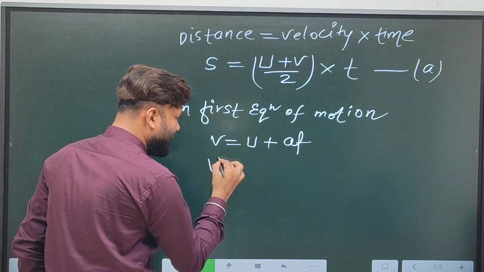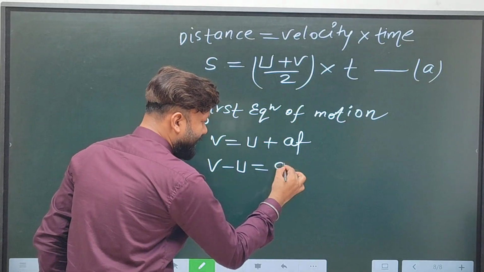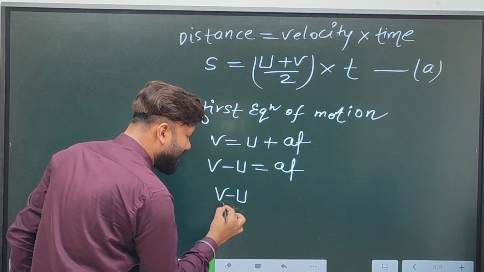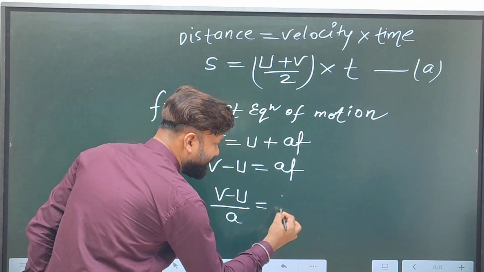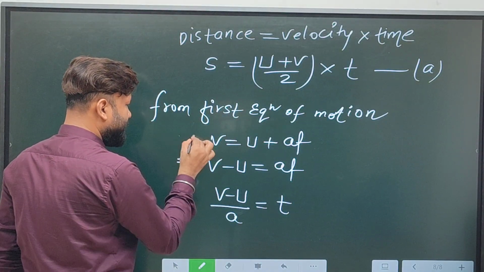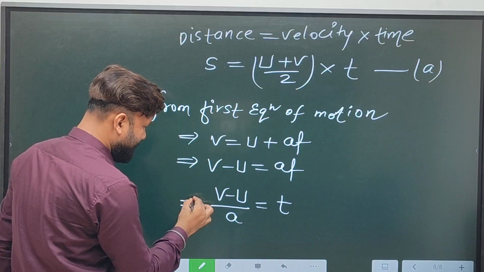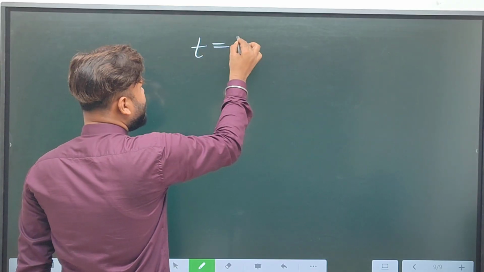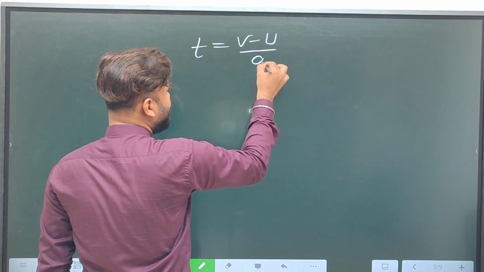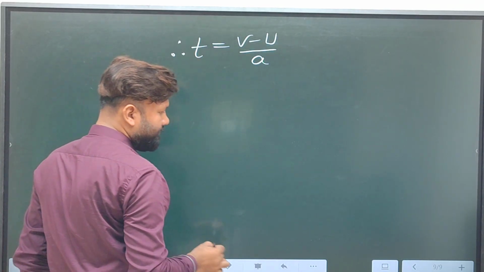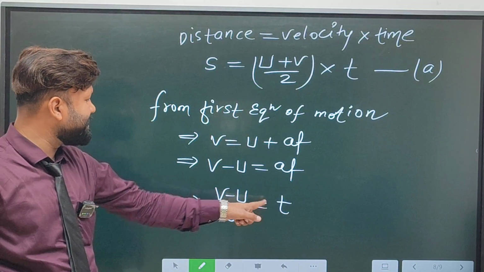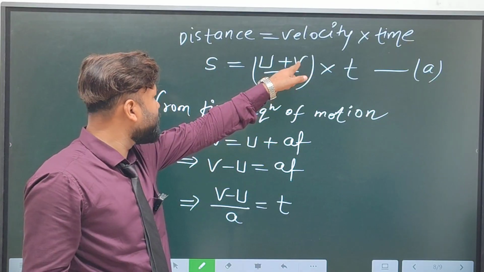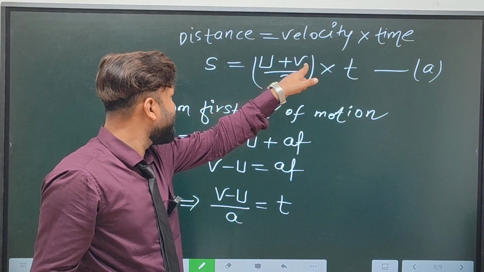So can we write like this, u will come this side, then it is minus u, and here it is at. So v minus u, this a will come in denominator and t remains over here. So what is the t value? T value we have v minus u by a. This is the t value we have found out. Now from here we can write t is equal to v minus u by a. This t value v minus u by a, we will put in the equation A in place of t.